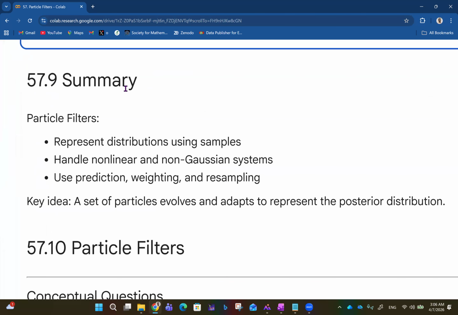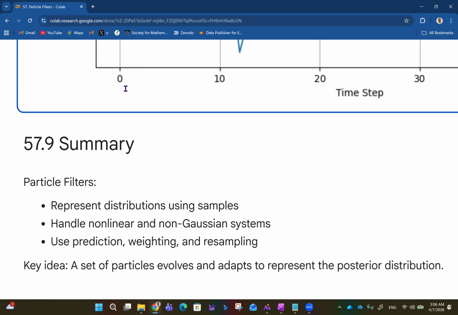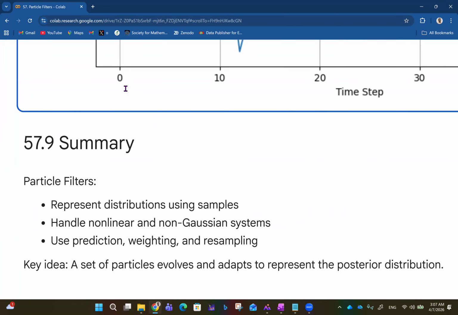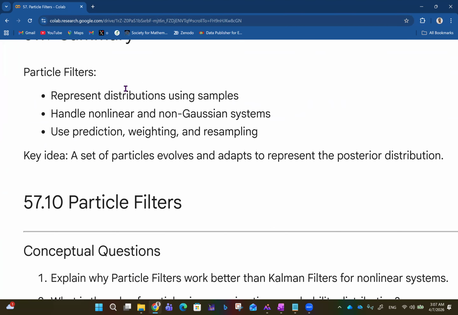In summary, we see that particle filters represent distributions using samples, and they handle nonlinear and non-Gaussian systems, and they use prediction, weighting, and resampling. So the key idea is that a set of particles evolves and adapts to represent the posterior distribution.